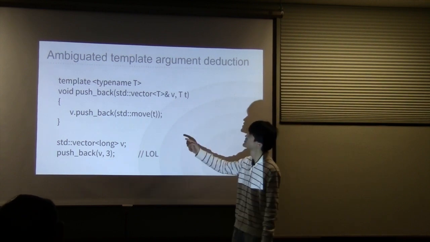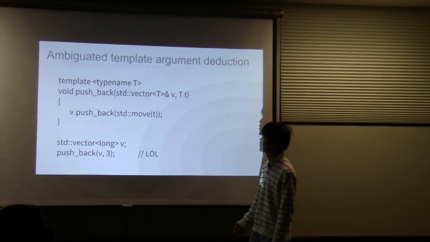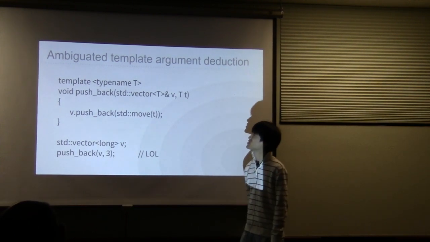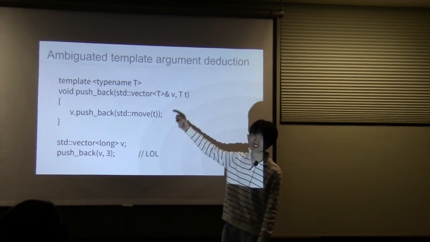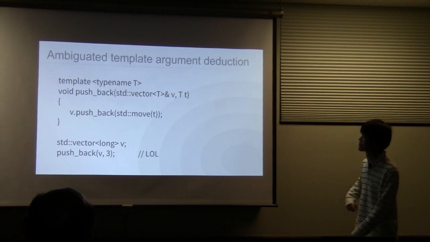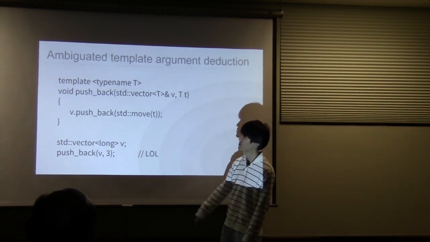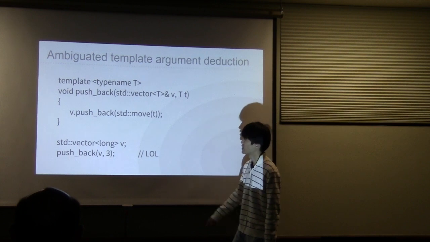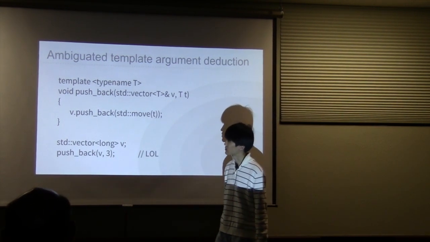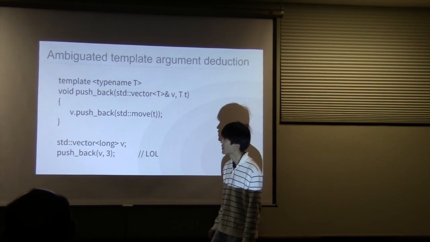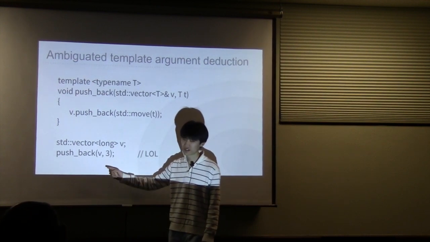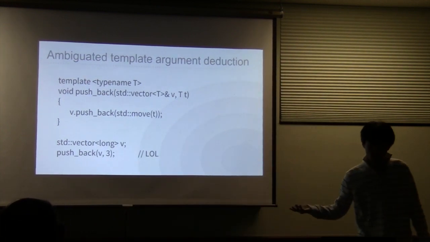Okay. But why? It seems that I'm just forwarding the push_back call by value, and it takes any type of std::vector, and its element type. If I do v.push_back here, that obviously works, but this does not. Why? Because the element is long. This is int.